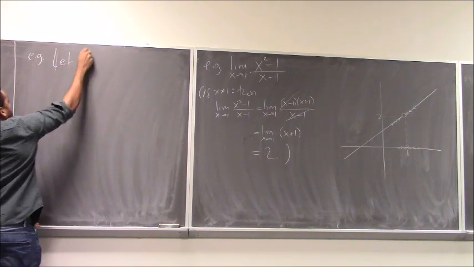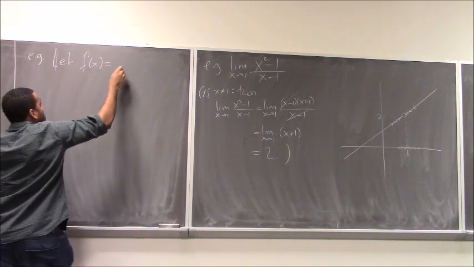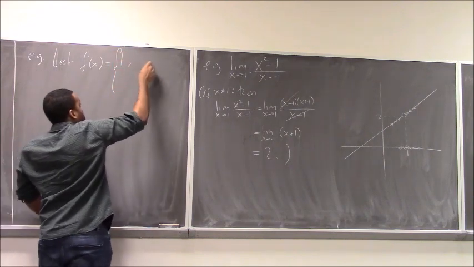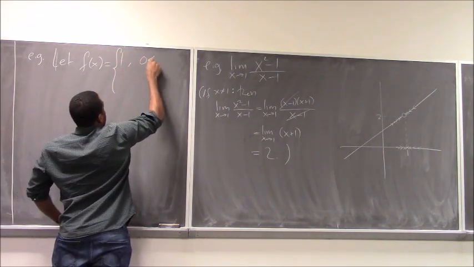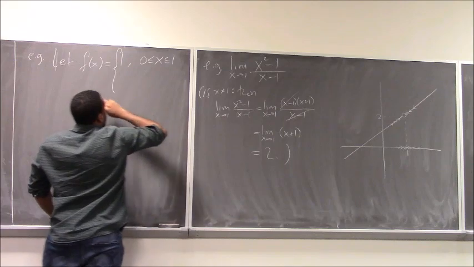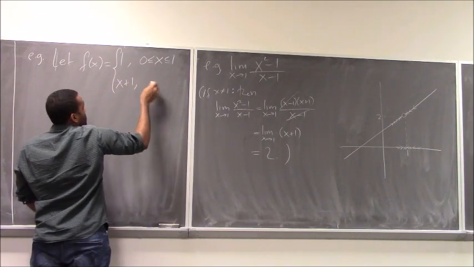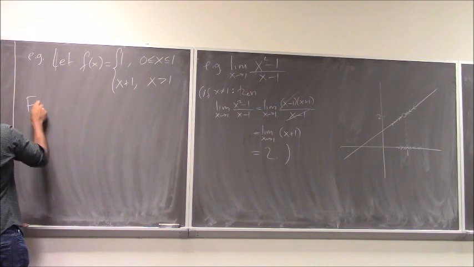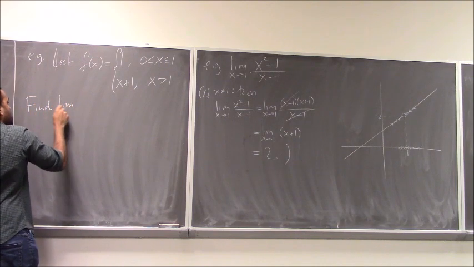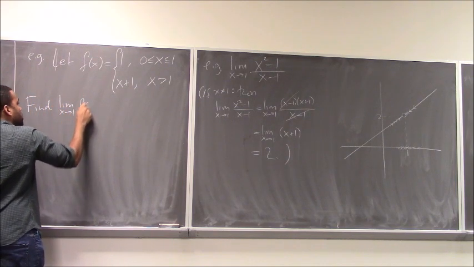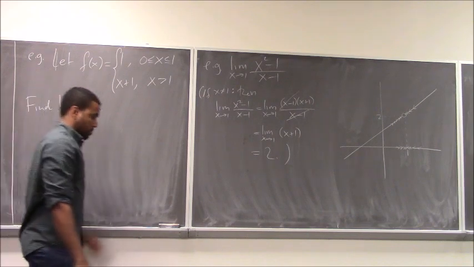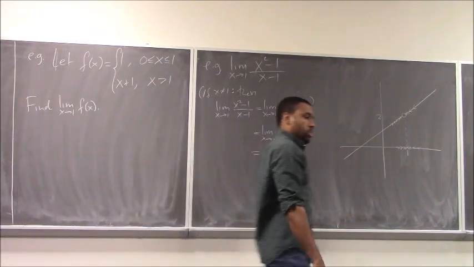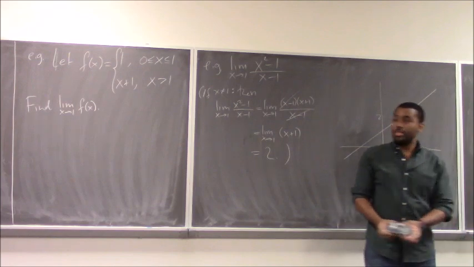Let f of x. This is a guy we've seen before. So piecewise function. It's one of the first examples I gave you of a piecewise function. Find the limit as x approaches 1 of this function. What do you think the answer is?